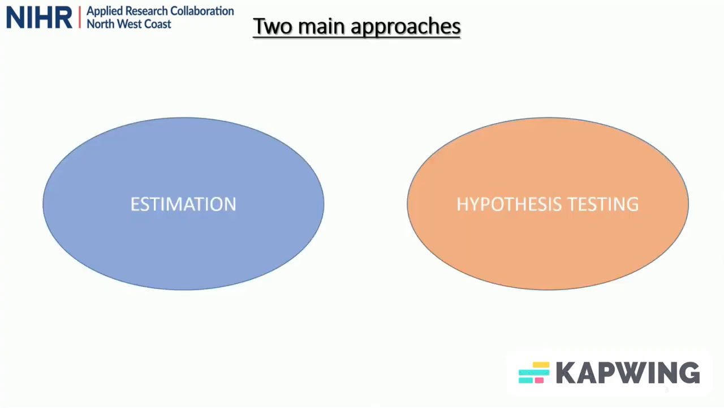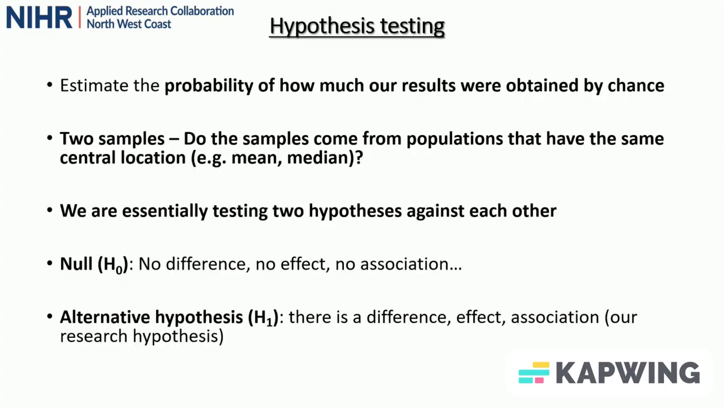There are two main approaches available to answer this type of question. One is the estimation approach, which we are not going to look at today, and the other one is the hypothesis testing approach, which instead we will look at today. With hypothesis testing, we are really trying to estimate the probability of how much our results were obtained by chance. So if I'm a researcher, I conduct a study with these participants, with adult smokers, I want to know the probability of how much my results were obtained by chance. So I observe a difference in the effectiveness of the two interventions. Was this difference driven by chance or not? As a researcher, I would like this probability to be quite small.